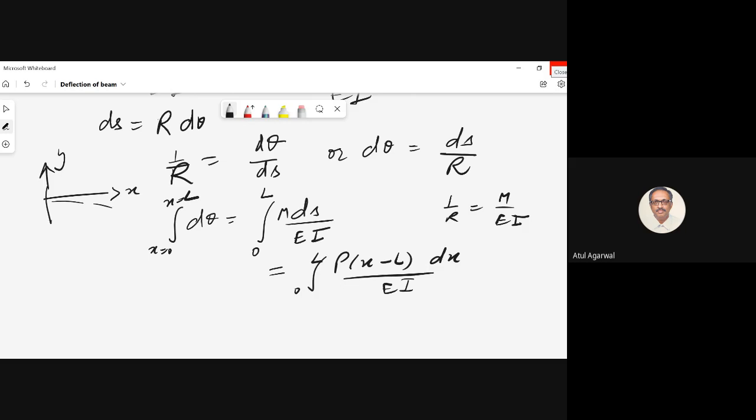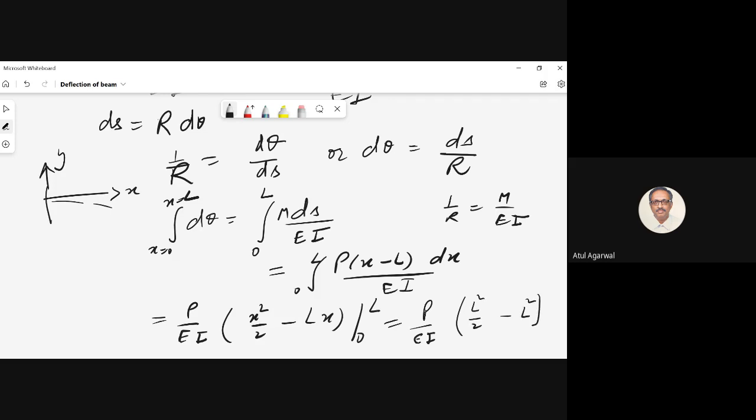You are going from 0 to L. What do you get? P by EI. You have to integrate x square by 2 minus Lx from 0 to L. So what do you get? P by EI, L square by 2 minus L square. You get minus PL square by 2EI.